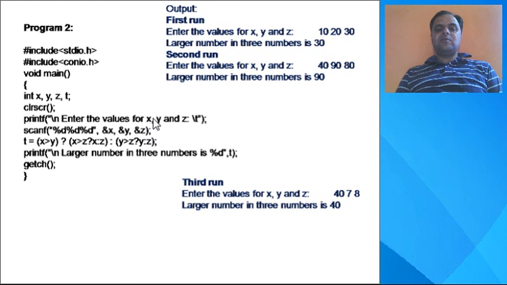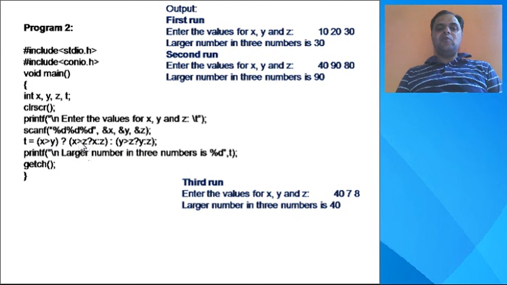Enter the value for x, y. So we have to enter the 3 values x, y and z. So if x is greater than y, if this is true, then this condition will be the result of the overall expression, and if this is false, then this condition will be the result of the overall expression.